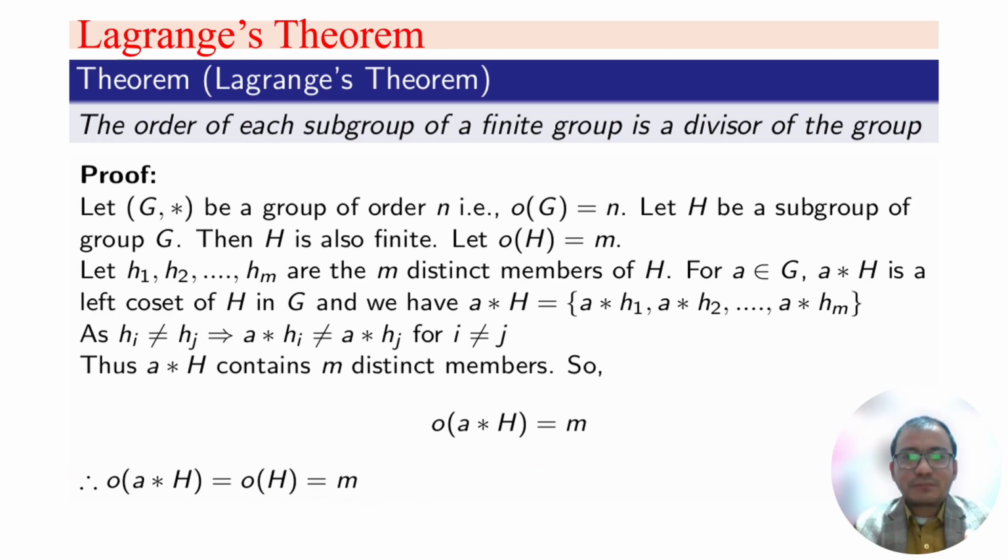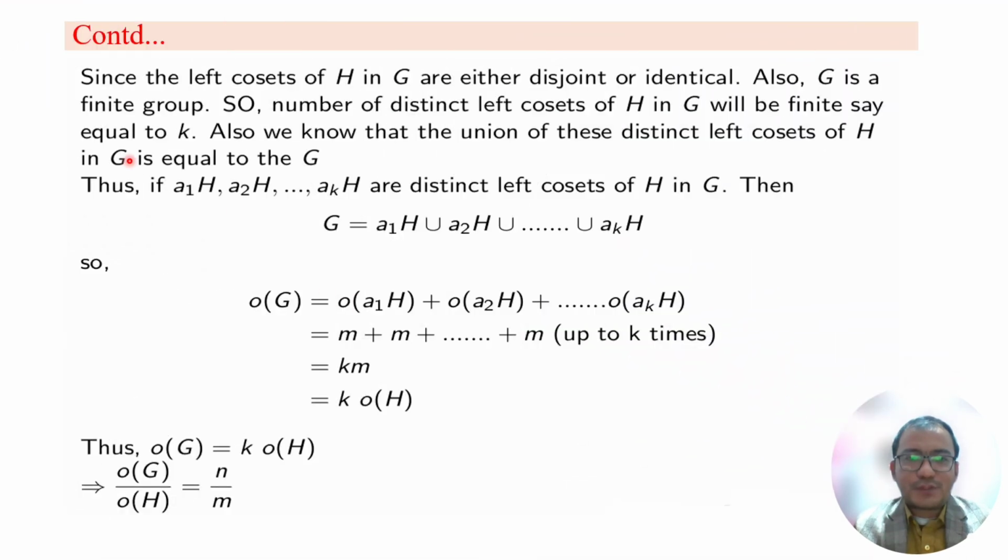Now let's proceed. Since the left cosets of S in G are either disjoint or identical, and G is a finite group, the number of distinct left cosets of S in G will be finite, say equal to k. If all are finite, then obviously it will also be finite. So let's take it as a finite number k.